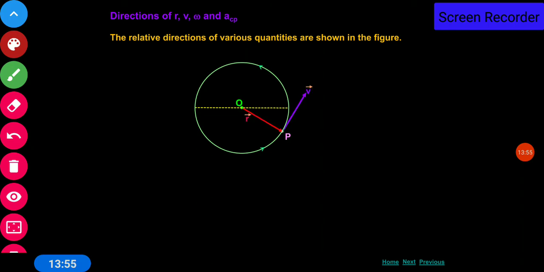Now the directions of R, v, omega and a_cp, that is the centripetal acceleration. The relative directions of the various quantities are shown in this figure. Look carefully at the relative directions. OP is the direction of the radius vector. This is the direction of the velocity vector. This is the direction of angular velocity, and this is the direction of centripetal acceleration.